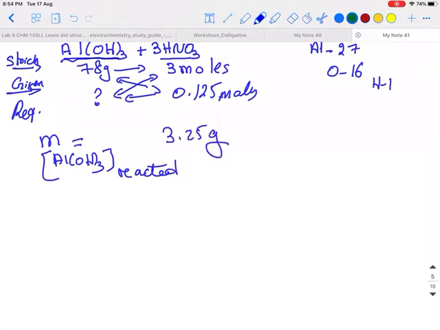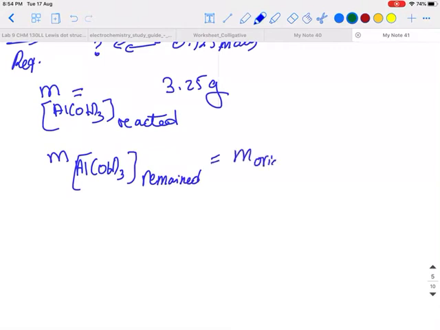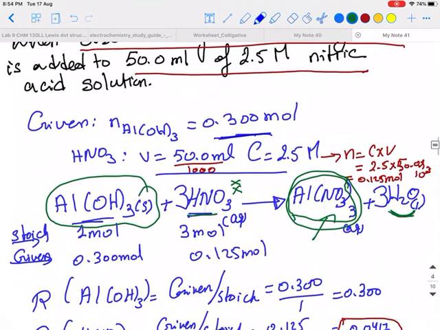So from this calculation, I'm finding the mass reacted is 3.25 grams. So how can I find the mass left? Simply, the mass of aluminium hydroxide that remained or is left equals the original mass of aluminium hydroxide minus the mass reacted. What is the original mass? Let us see. We have the number of moles of aluminium hydroxide. We can find its mass.